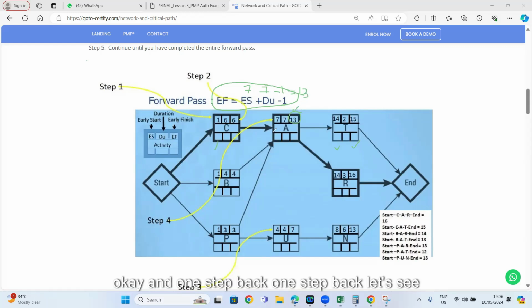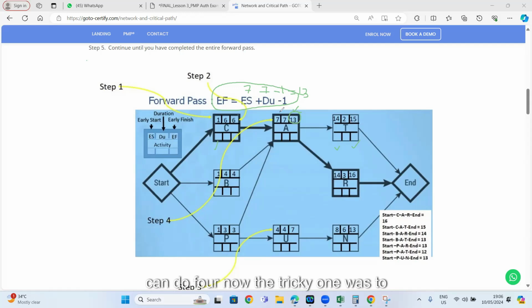And one step back, let's see if you can calculate the early finish for activity C. Let's say you don't know early finish is 6. So the earliest activity C can start is at the start of day 1, right? So day 1, which means 1, then 1 plus 6, which is the duration, is 7, and 7 minus 1 is 6. Clear? Similarly, you can do it for B.